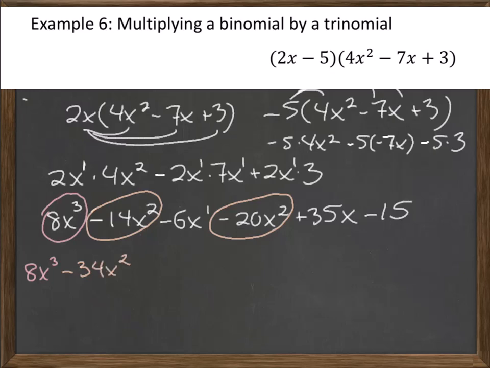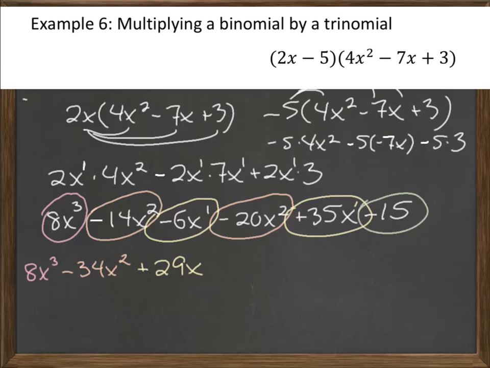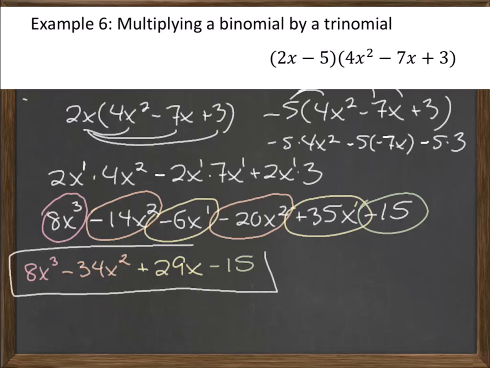34x squared. Okay, moving along, we have negative 6x to the first power plus 35x to the first power. So that's going to give us plus 29x, or x to the first power, however you want to say it. And then I think that all we have left is this minus 15. Okay, so this is our final answer. We have 8x to the third minus 34x squared plus 29x minus 15.